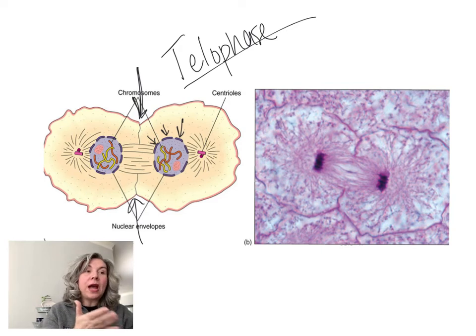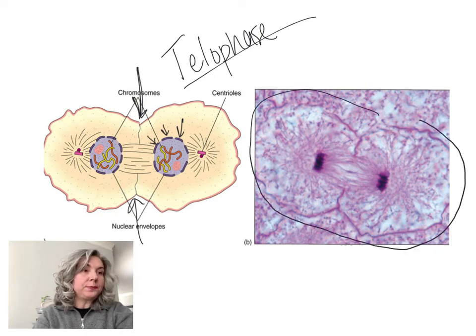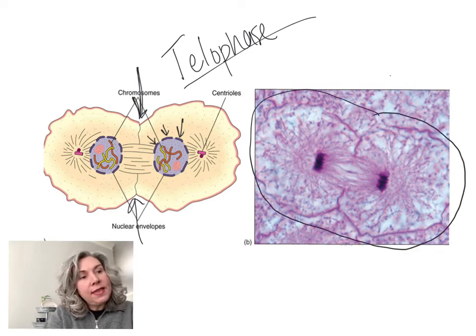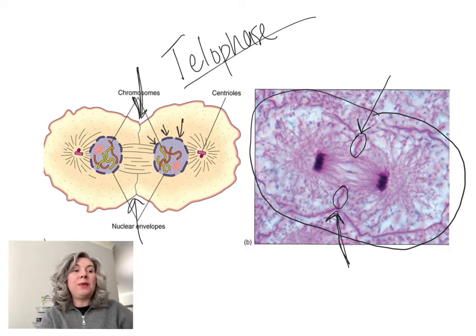In the photo to the right, you're looking at a cell in telophase. Notice how big that cell is. I'm going to circle the whole thing, and you can see that cleavage furrow is quite deep, and a new plasma membrane is even beginning to form between your two cells. There's a clear cleavage furrow at the top and even at the bottom, with that new plasma membrane beginning to form to separate your cells.